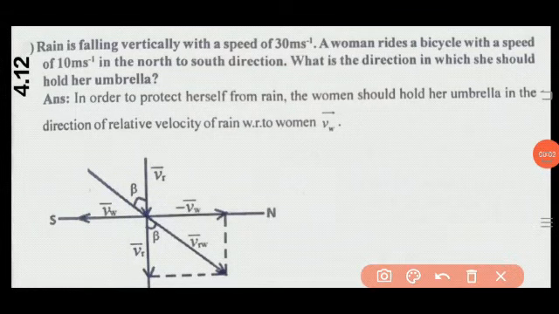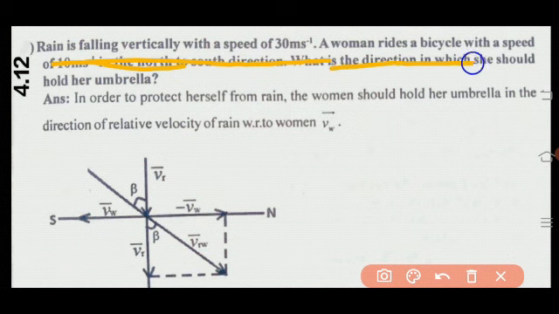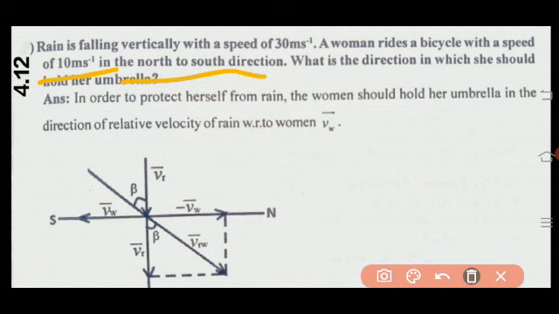Consider question number 4.12. Rain is falling vertically with a speed of 30 meter per second. A woman rides a bicycle with a speed of 10 meter per second in the north to south direction. What is the direction in which she should hold her umbrella? In order to protect herself from the rain, the woman should hold her umbrella in the direction of the relative velocity of rain with respect to the woman.